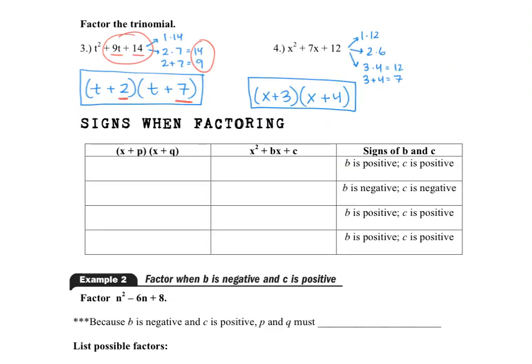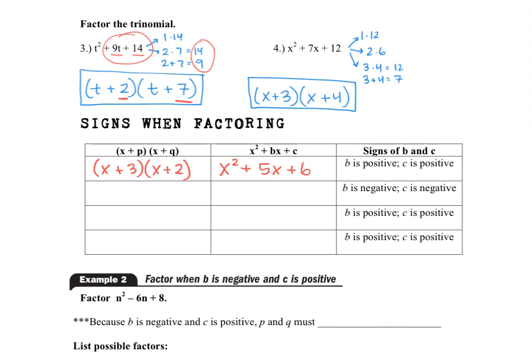All right, the last thing we're going to look at in today's lesson is just the start of this table, and this is where we'll pick up in our next lesson. But let me give you an example. If we have, let's say, x plus 3 times x plus 2, so 3 is P and 2 is Q. When we multiply that out, we get x squared plus 5x plus 6.